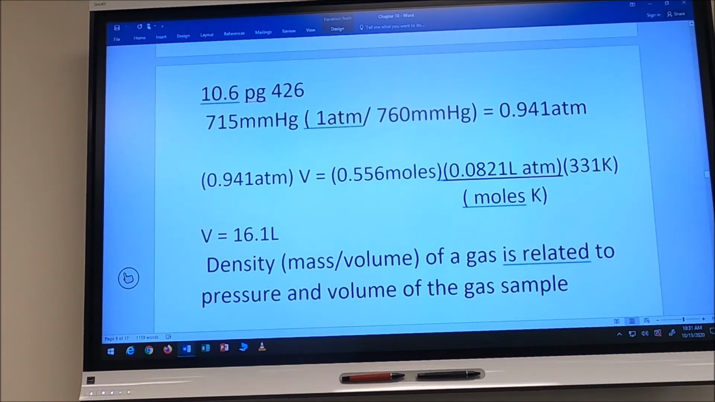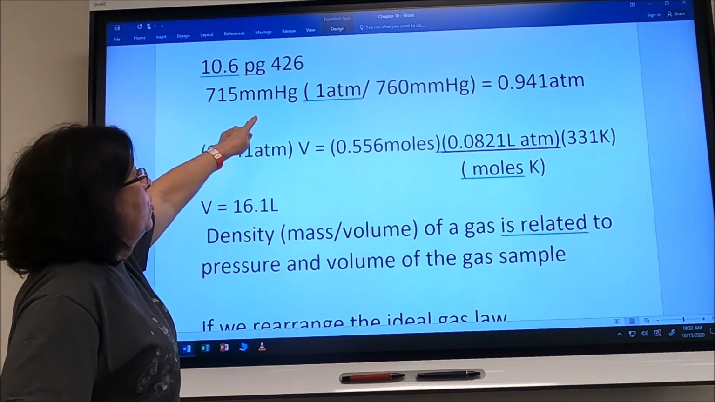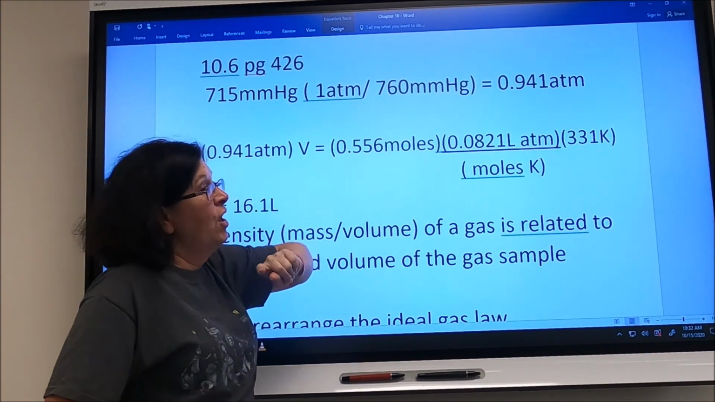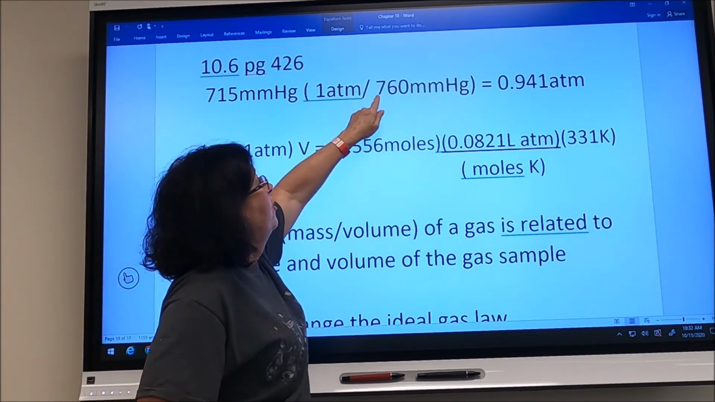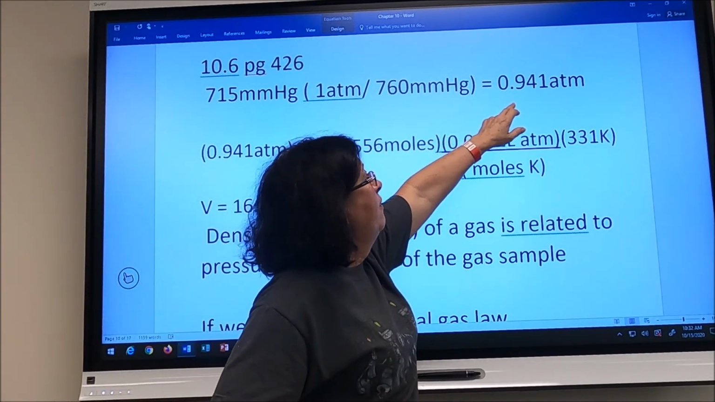Okay? Now, let's look at problem 10.6. It says, what volume does a 0.556 mole sample of gas occupy at a pressure of 715 millimeters of mercury and a temperature of 58 degrees C? So the first thing that I'm going to have to do is go from millimeters of mercury to atmospheres. So 715 millimeters of mercury times one atmosphere over 760 millimeters of mercury. Remember that slash line tells us that that's on the bottom. It's in the denominator, so I'm going to divide by it. So that's 0.941 atmospheres.